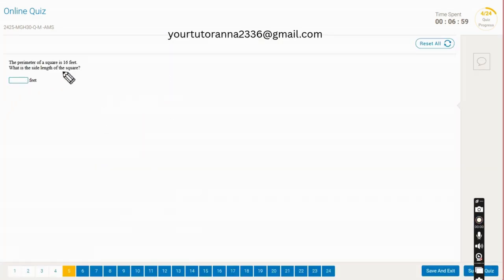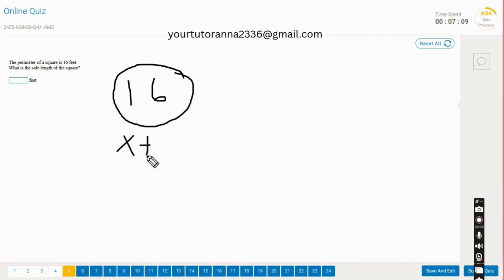Next, the perimeter of a square is 16 feet. What is the length of the square? Now remember, keep that in mind. They gave the total answer. So they added a number over and over again, right? So they multiplied a number by another number that was being repeated to give you 16.